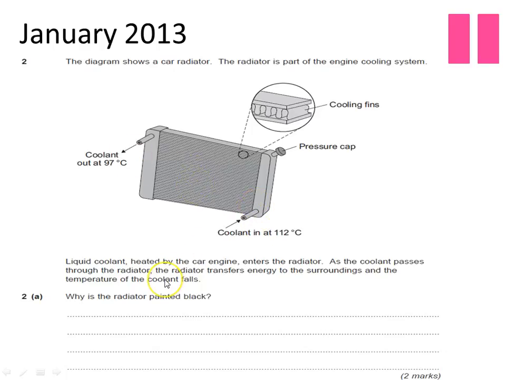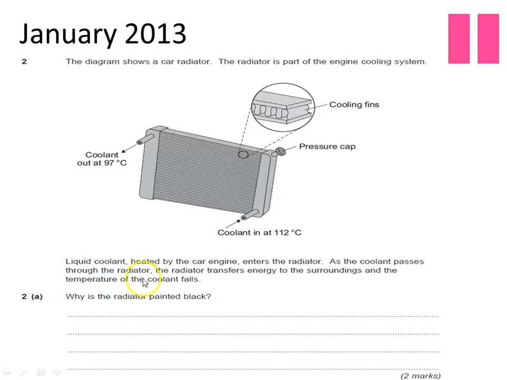It then says liquid coolant heated by the car engine enters the radiator. As the coolant passes through, the radiator transfers energy to the surroundings, okay? Telling you what it does there. And the temperature of the coolant then falls. It says, why is the radiator painted black? So if you want to attempt this yourself, pause it now.